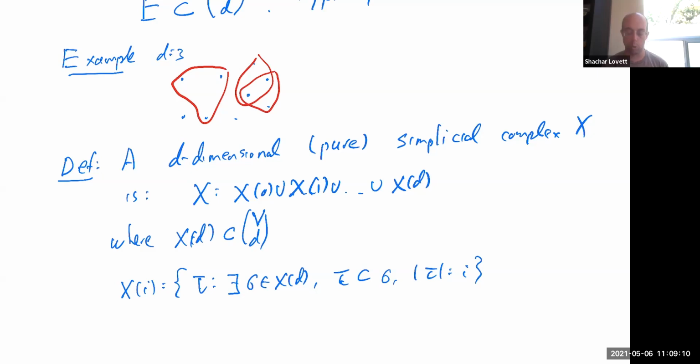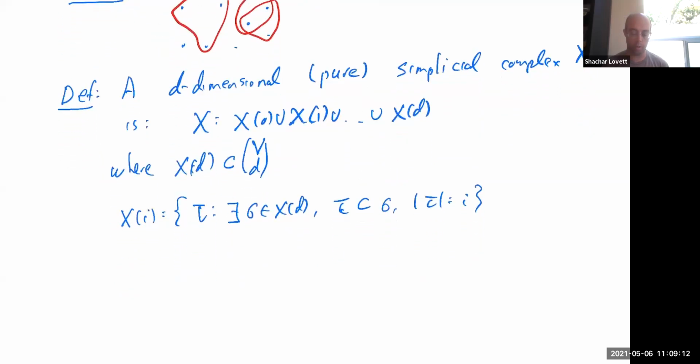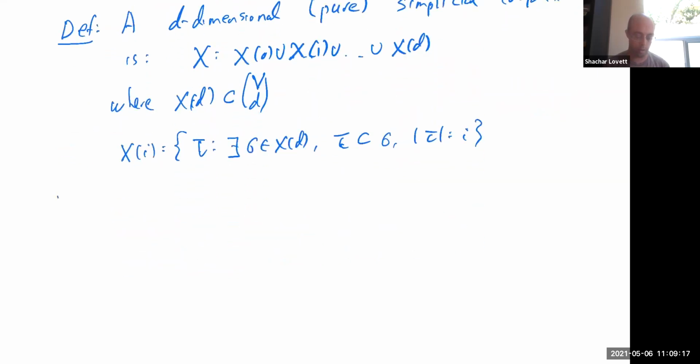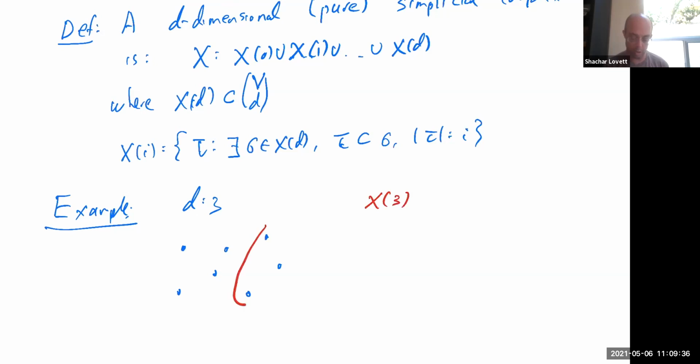So what do we have here? For example, let's look at this picture. We just draw this again. It's another example. Let's again choose D to be 3. So we're going to choose some nodes. Again, X3 are going to be all the three-dimensional faces. Maybe this one, and this one, and this one, and this one, let's say.